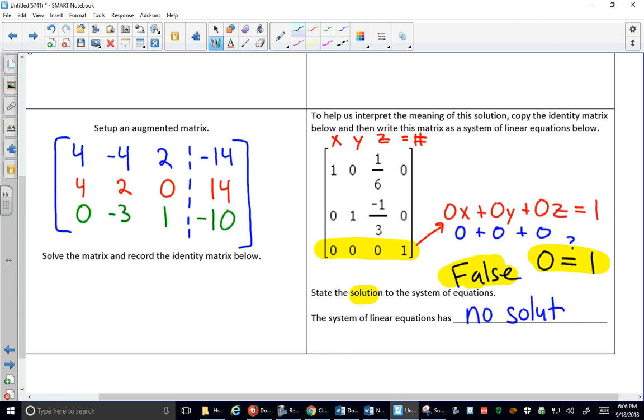Does 0 ever equal 1? Is 0 ever the same as 1? Never, ever. And so what this is saying is that as our variables are canceling out, we get an equation, a mathematical statement that can never be true. That's our indication that there's no solution.